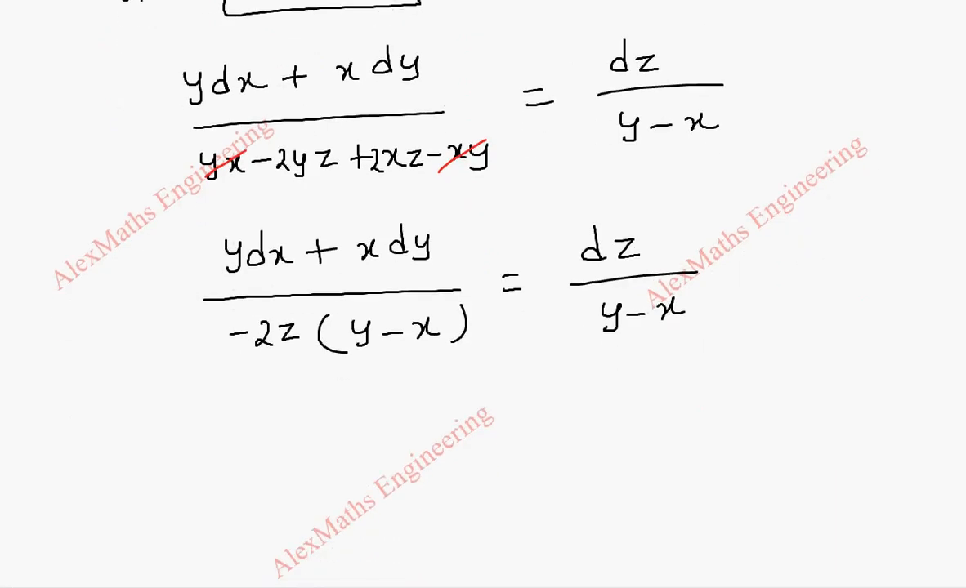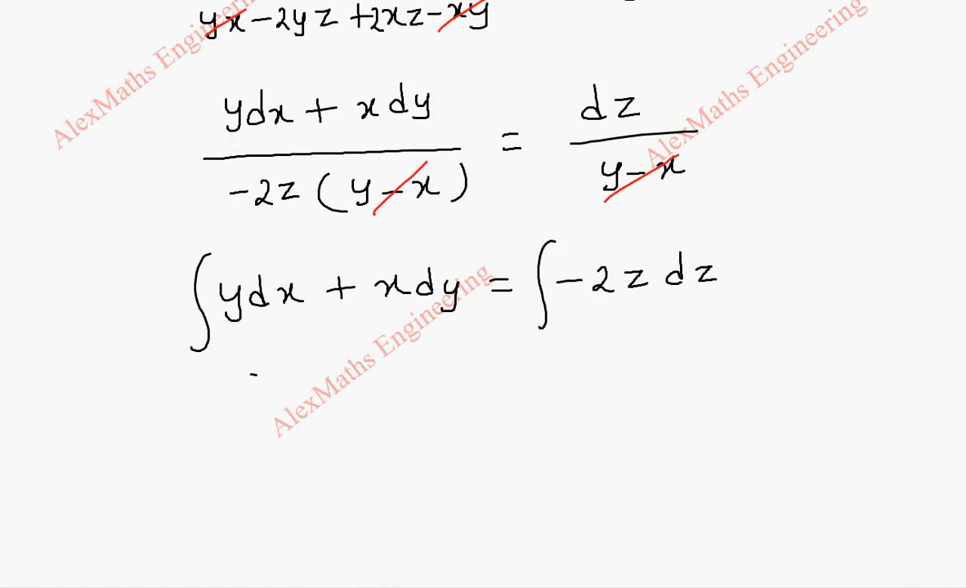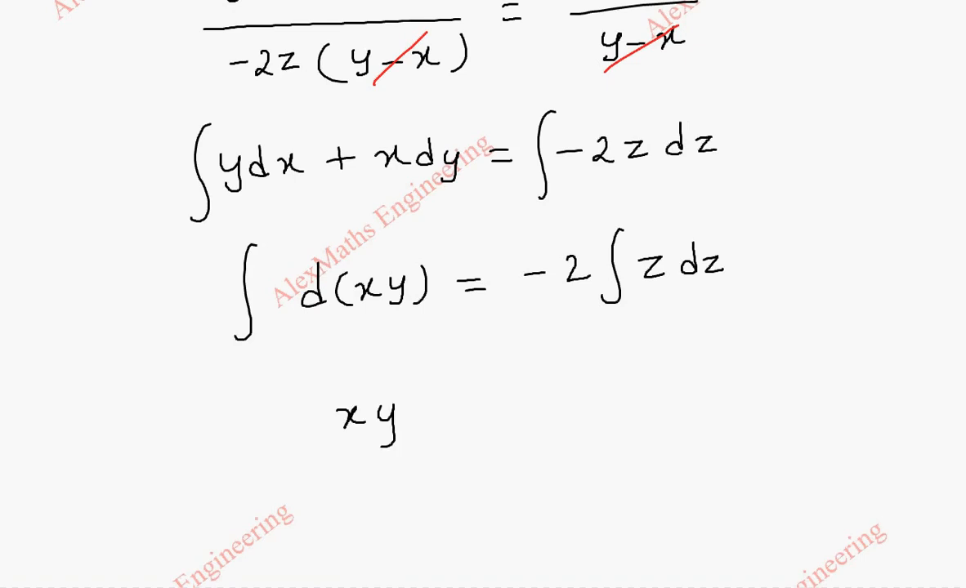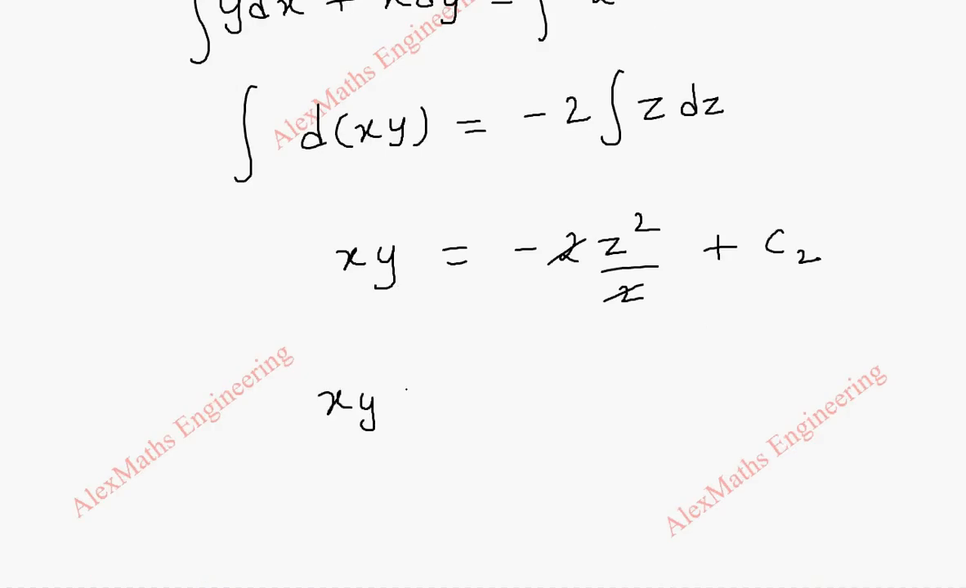On both sides, it is possible to cancel y minus x, and by cross multiplication, it is y dx plus x dy equal to minus 2z dz. And now we are going to integrate this on both sides, and this can be rewritten as differentiation of xy. When we differentiate xy using the product rule, it is y into dx plus x into dy, and this is minus 2 constant integral z dz. Then by integrating this, the d gets removed, so it is only xy, and here it is minus 2 z square by 2. We can cancel this, and there will be integration constant c2. Now taking minus z square to the other side, it is xy plus z square equal to c2, which we shall name as b.